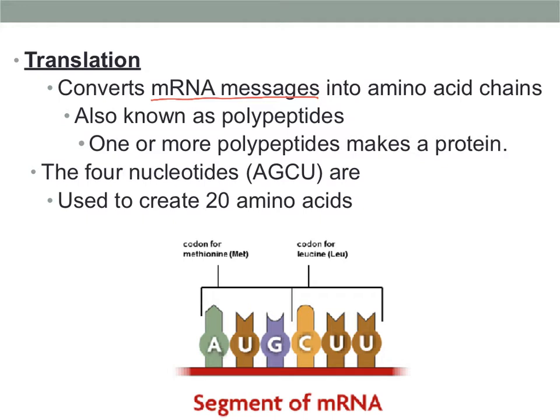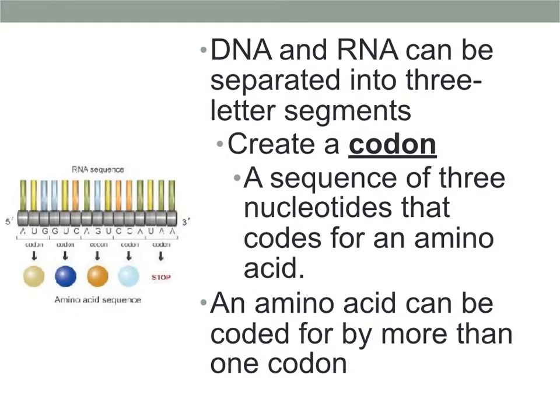Four nucleotides, adenine, guanine, cytosine, and uracil, are used to code for 20 different amino acids. DNA and RNA can be separated into 3-letter segments. These 3-letter segments are called codons, a sequence of 3 nucleotides that codes for a specific amino acid. An amino acid can be coded for by more than one codon. We'll talk more about that later.